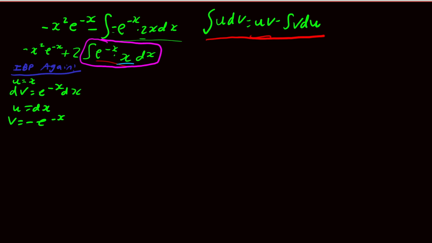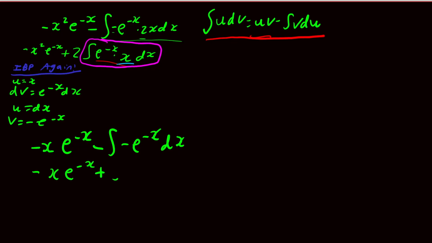So uv, it'd be x, and then v is negative e to the negative x, minus the integral of v is negative e to the negative x, and du is dx. Alright, so now we see, okay, this has gotten a lot simpler. So now let me just make it negative x e to the negative x plus e to the negative x dx. Okay, so now we can just simplify this negative x e to the negative x. The integral of e to the negative x is just minus e to the negative x.